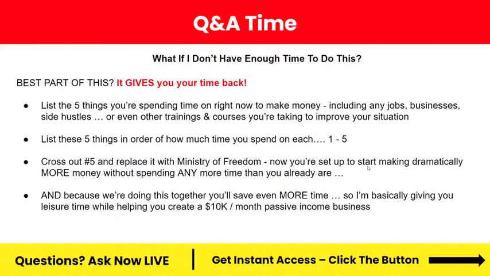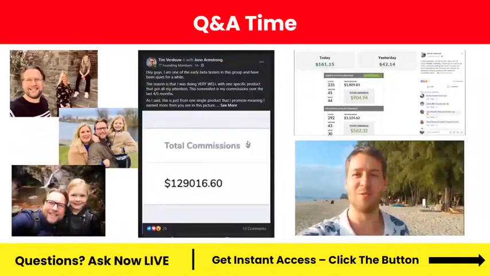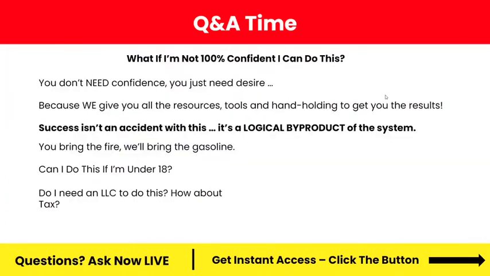So I'm basically giving you leisure time while helping you to create a $10,000 per month plus passive income business. So I don't see this as any kind of excuse. You can make excuses or you can make money. People like Tim Vadu here chose to make money, making $129,000. People like Bauker here making over $1,000 a day. They didn't choose to make excuses. They choose to make money.